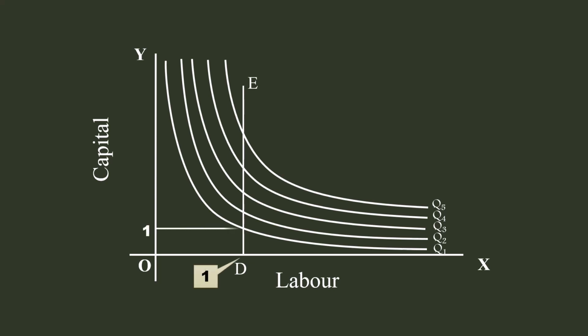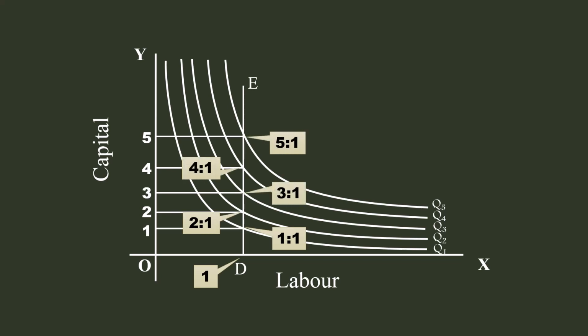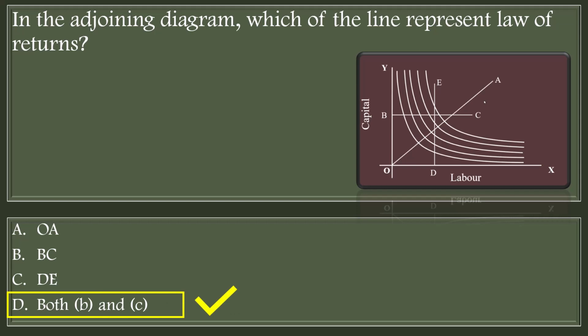In this case, the quantity of labor is fixed at 1 unit. The producer increases capital. Here also the factor proportion changes as 1:1, 2:1, 3:1, 4:1 and 5:1. So this line also represents the law of returns. So the correct answer is option D, both B and C.